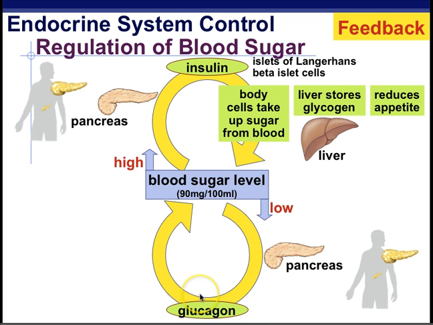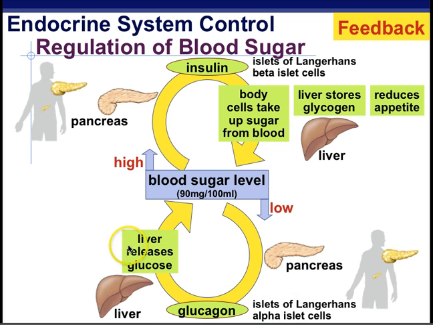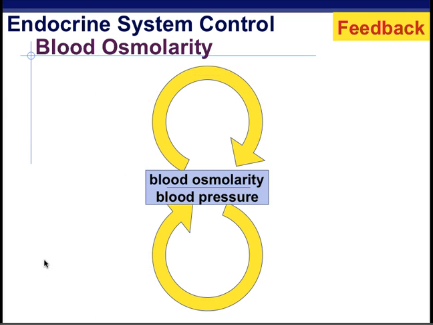Okay, and then glucagon becomes involved. And the alpha cells this time, and again the islets of Langerhans, and the liver releases glucose to raise the blood sugar, and it triggers hunger so that you eat.